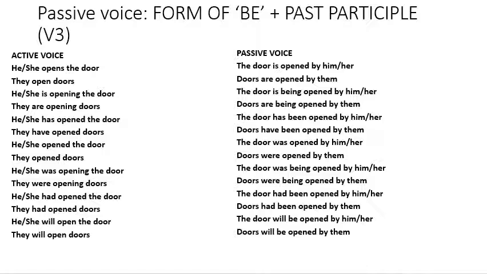He or she has opened the door. When it is has, how should we say it? Has been opened. He or she, the door has been opened by him or her. They have opened doors. Have been opened. Doors have been opened by them.